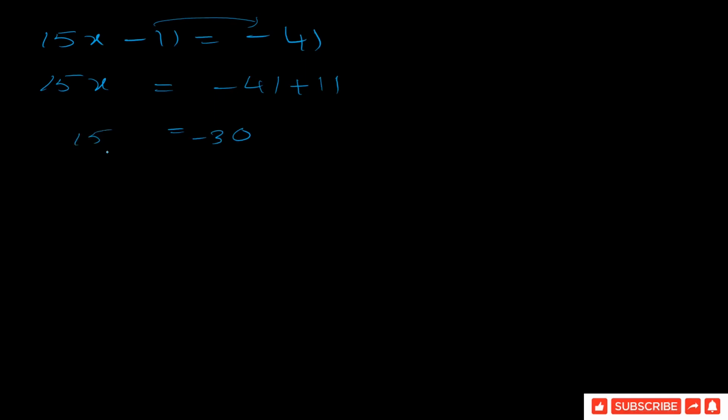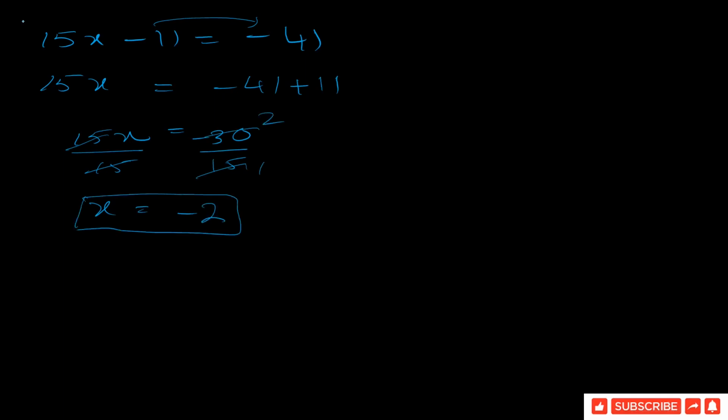15x equals negative 30. Now, divide both sides by 15. 15 cancels here, x is left. x is equal to negative 30 over 15, 15 times 2 is 30. So negative 2 is the answer for this question.